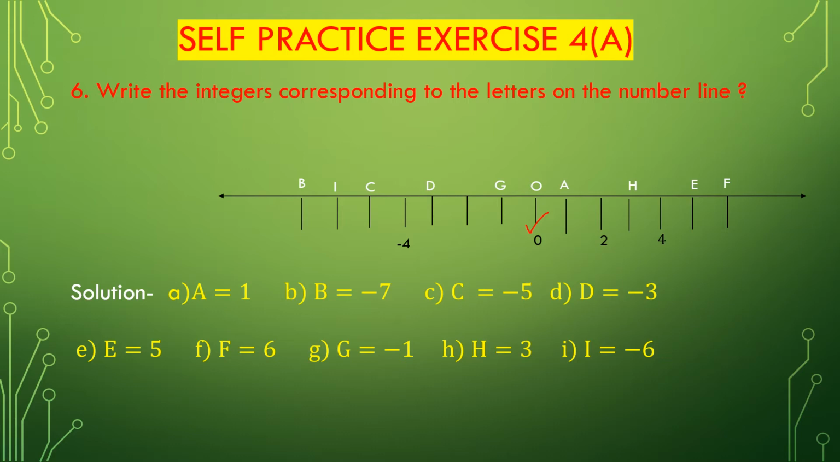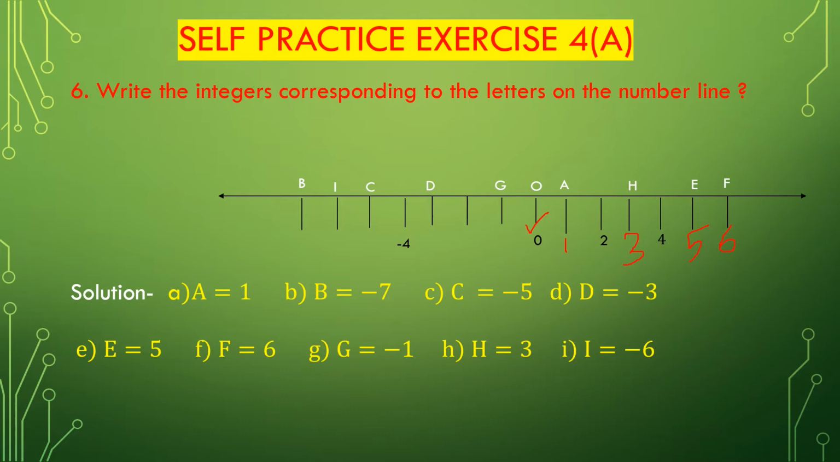From 0 to the right hand side, A is there. A will be 0 plus 1 is 1. A will be 1 positive integer. Then this is 2. Then H will be 2 plus 1 is 3 positive integer. Then 4. Then E will be 4 plus 1 that is 5 positive integers. Then F will be 5 plus 1 that is 6 positive integer.